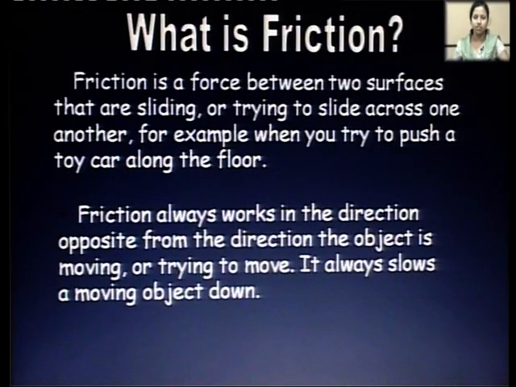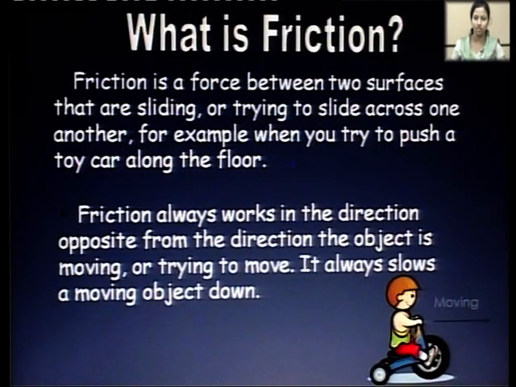Friction always works in the direction opposite from the direction of motion, that is, it is always an opposing force. So it always slows down a moving object because it is in the opposite direction. We can see here that if a person is moving in the forward direction, then the force of friction is always in the backward direction, opposite to the motion of the person.